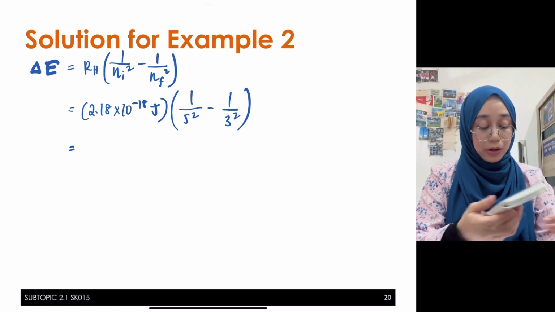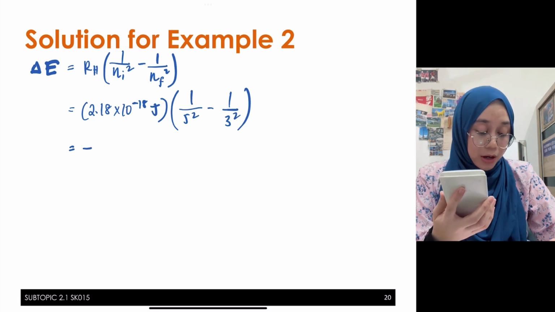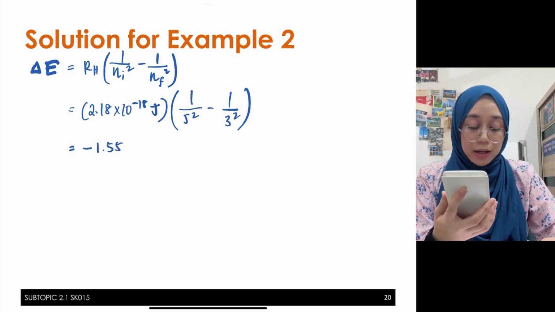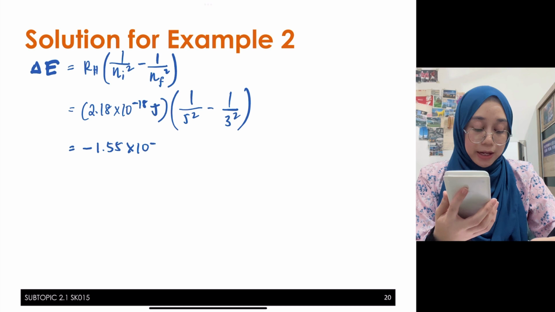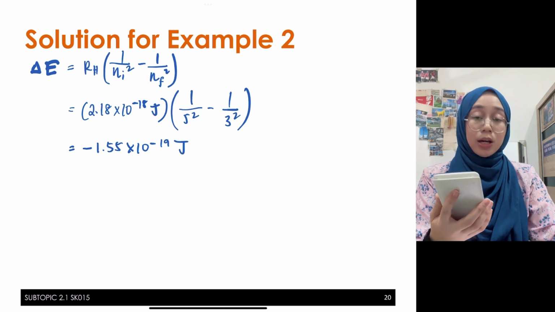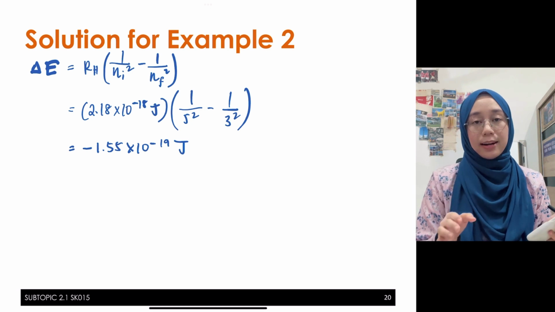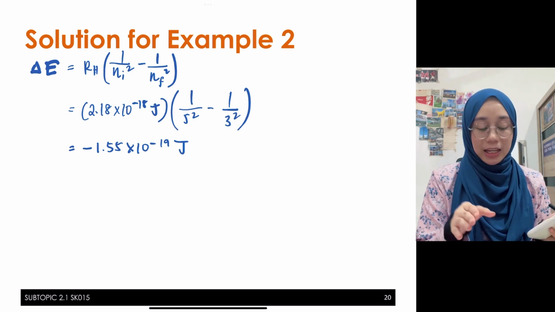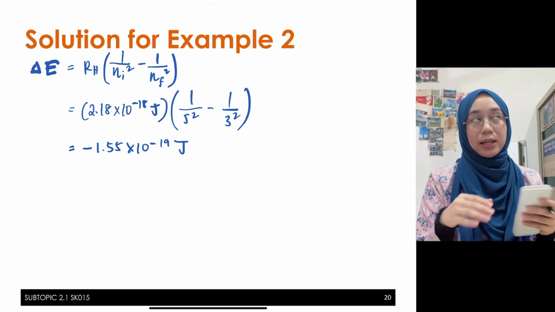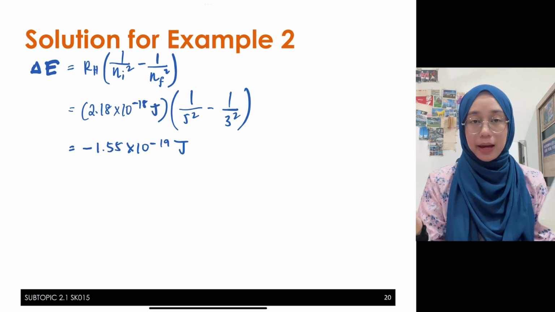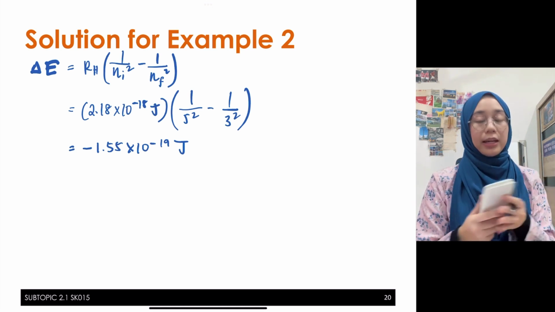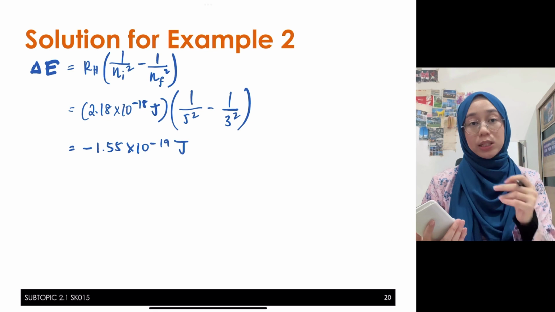Okay, dapat negative value. Negative 1.55 exponent negative 19 joule. Okay, so the negative sign, just satu benda Miss nak tekankan kelas, bila kamu kira delta E dapat negative sign, the negative sign is showing that the energy is being emitted. Okay, B. Okay, now the next part, kita nak kena kira frequency dengan wavelength kan.